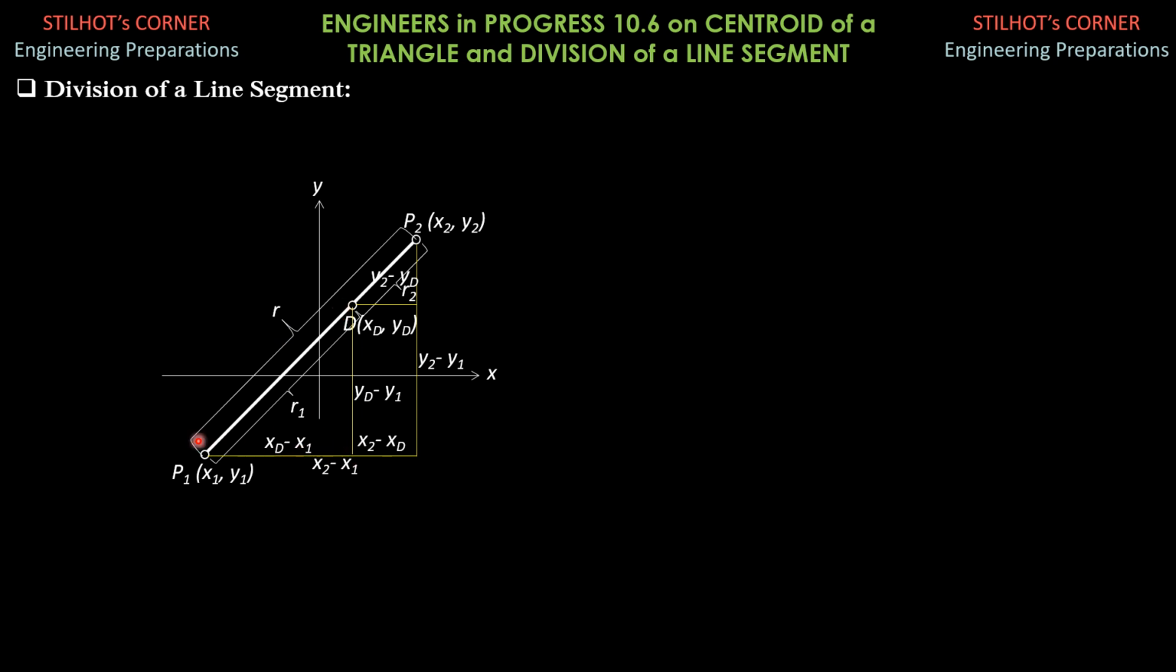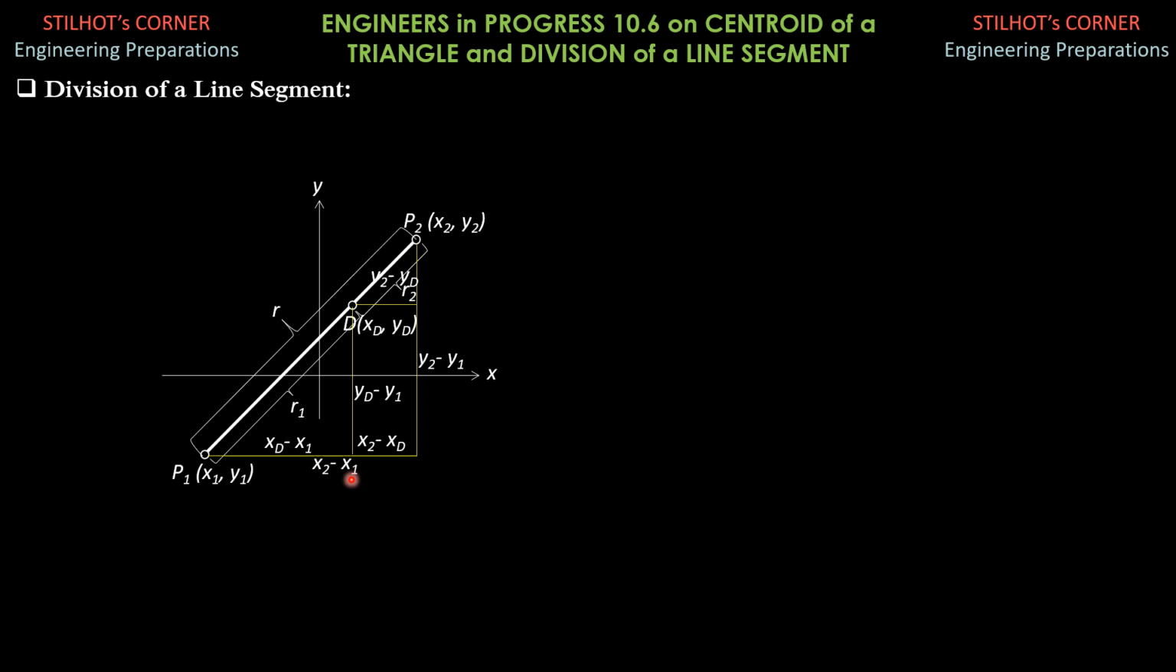So for the horizontal distance between P1 and D, it is simply right x coordinate, which is x sub D, minus left x coordinate, which is x sub 1. So this horizontal projection of P1D is xD minus x1. The horizontal projection of P2 is x sub 2 minus x sub D. Likewise, we apply that same principle for the entire length P1 to P2. So we write x sub 2 minus x sub 1.